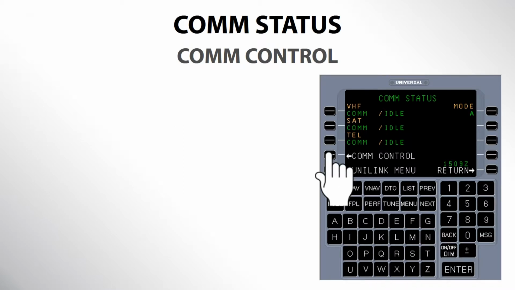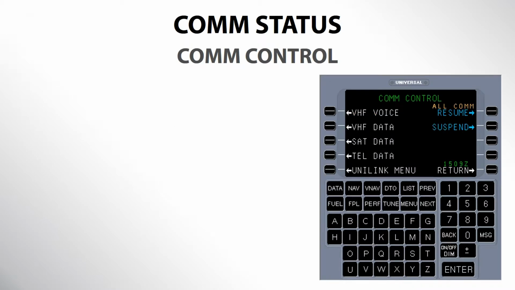The COM control page provides access to the VHF data, SAT data, and telephone data options, depending on installation and configuration. VHF voice is also available, but only for the UL 800 model. The All COM function allows the status of all media links installed and configured to be set to resume or suspend. When resume is selected, an asterisk will display. This allows the communication system to resume operation. When suspend is selected, an asterisk will also display. This suspends the communication system.